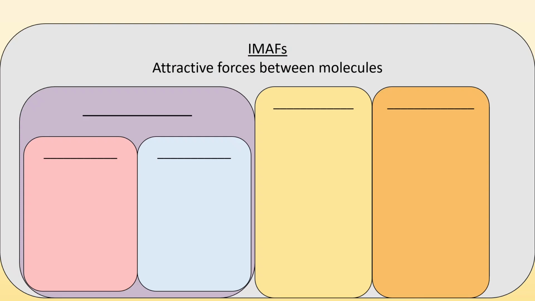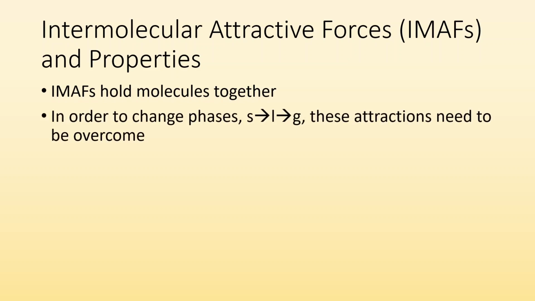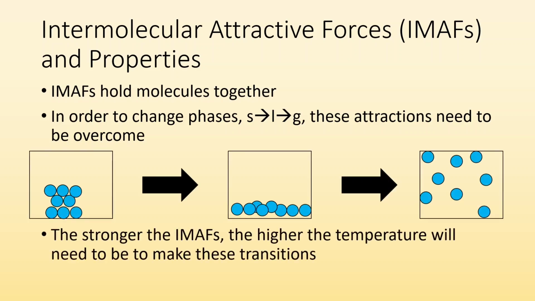All right, so I got this little concept map, this little graphic organizer for intermolecular attractive forces. We know that they are attractive forces between molecules. All right, so let's take a look at IMAFs and their properties. So we know IMAFs hold molecules together. In order to change phases from solid to liquid to gas, these attractions need to be overcome. So the stronger the intermolecular attractive forces are, the higher the temperature will need to be to make these transitions.